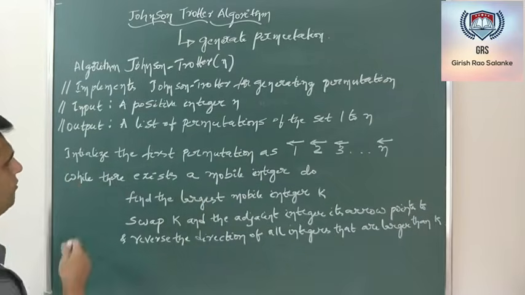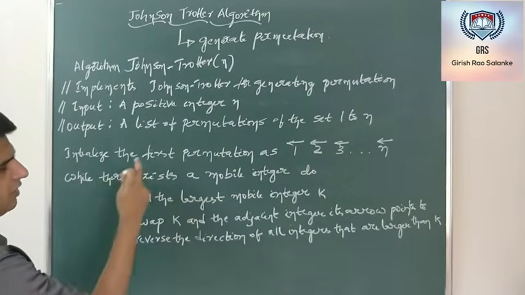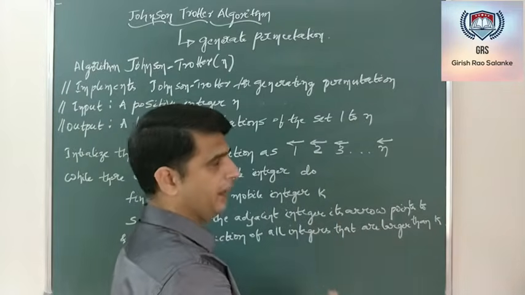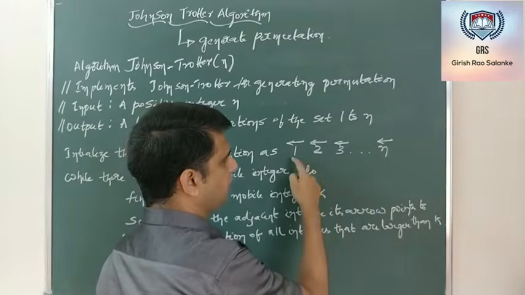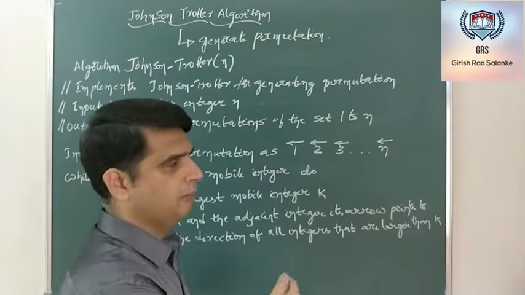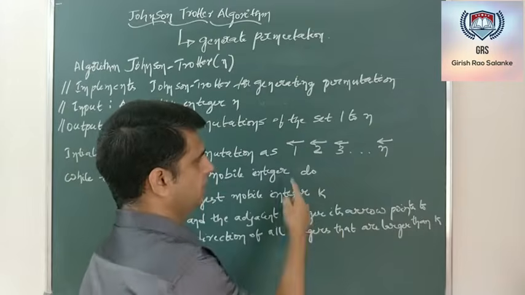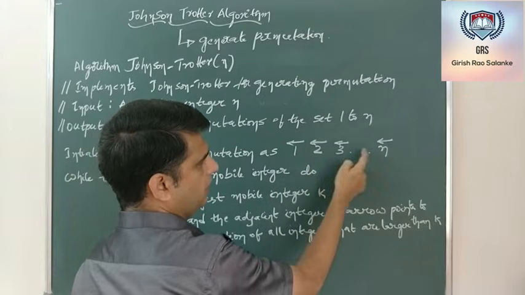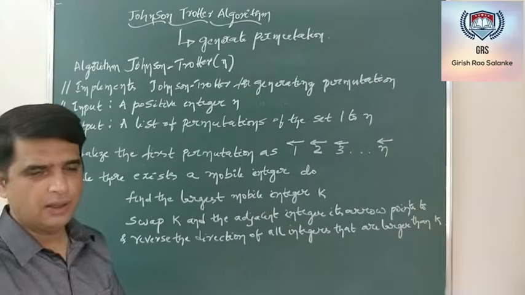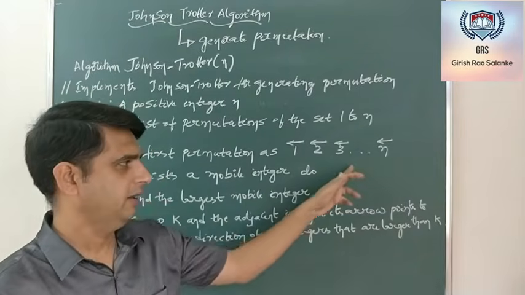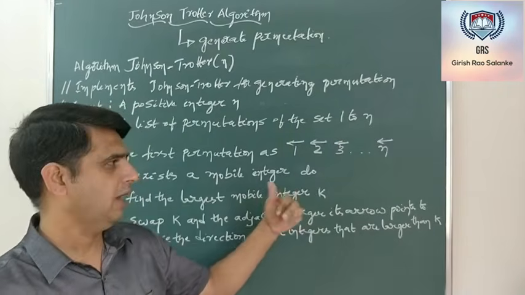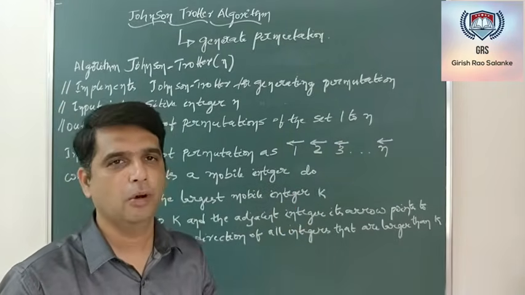Now, what is the first step? The first step in the algorithm is to initialize the first permutation as 1, 2, 3 up to n. Note that we have to associate a direction for all these n integers, all in a single direction, pointing towards the smaller digit. Once you do the initialization, obviously there will be many mobile integers. Hope I have told you what we mean by a mobile digit or a mobile integer.